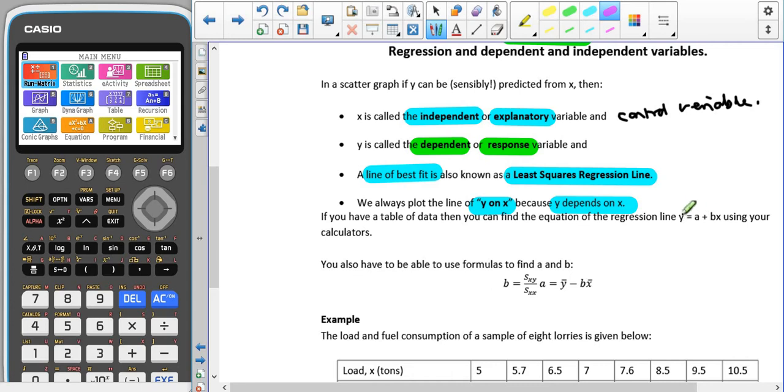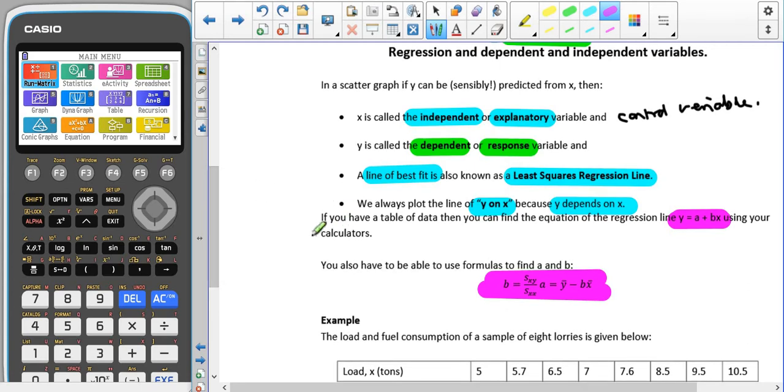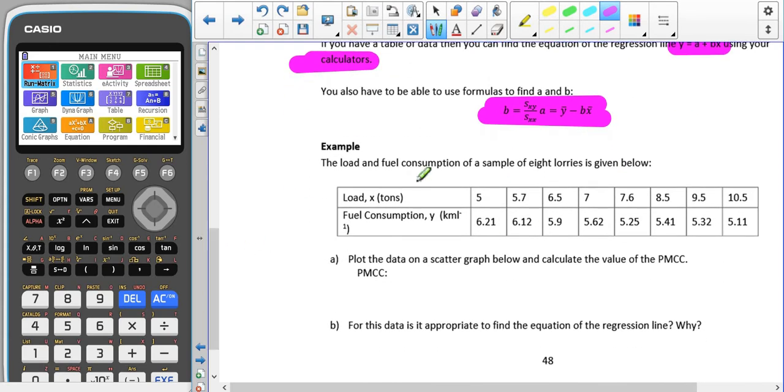As you'll remember from the section on PMCC and SRCC, we're going to be using y equals a plus bx. There are also formulas for calculating a and b from summary statistics. However, that's going to be covered in the summary statistics part, and for now we are just going to be using our calculator to answer these questions.